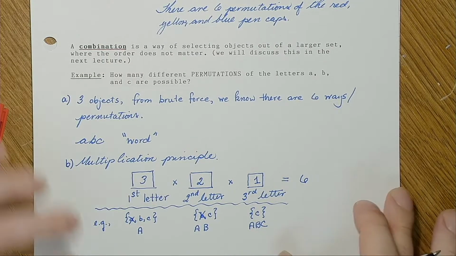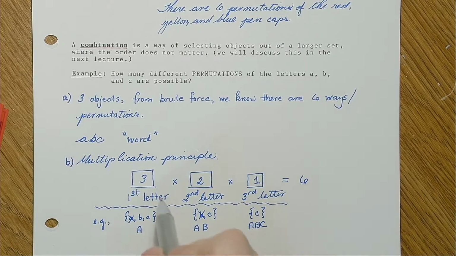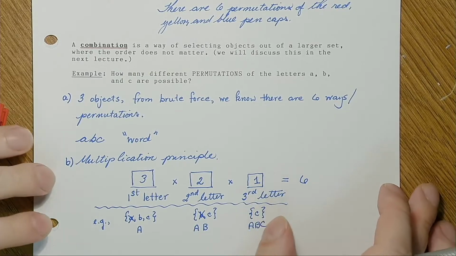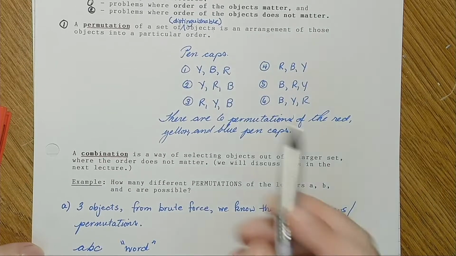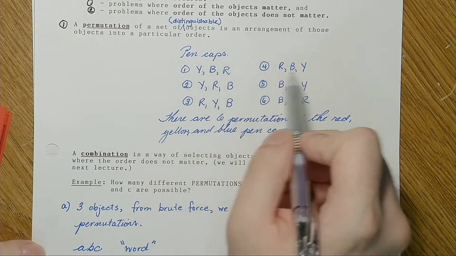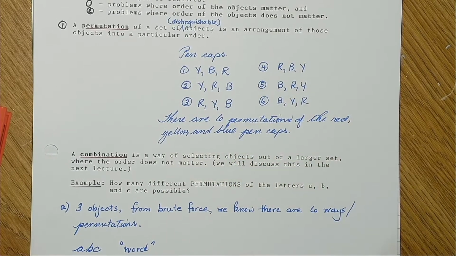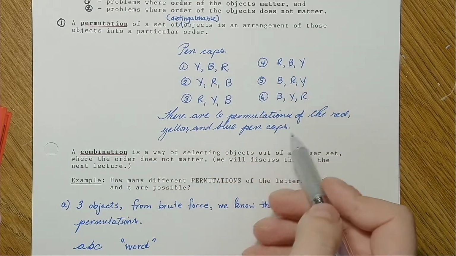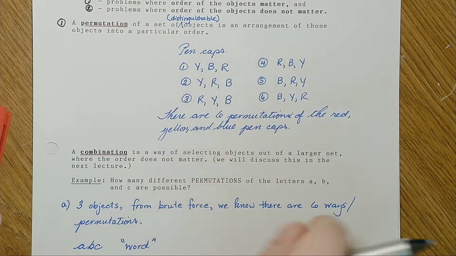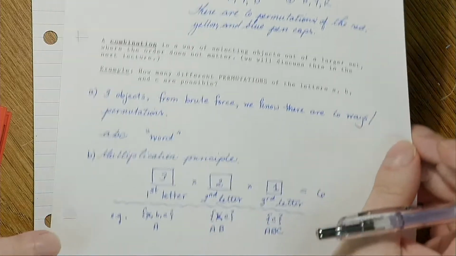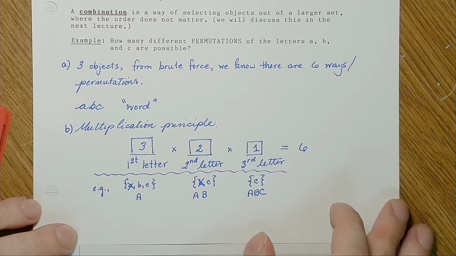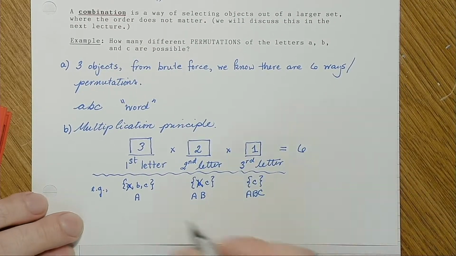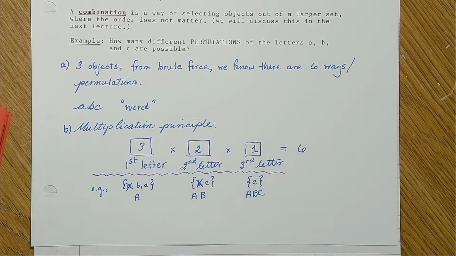So why is this good? I was able to quickly, using the multiplication principle, come up with that there were 6 permutations, as opposed to kind of resorting to having to list out every possible permutation. So we might not necessarily be interested in what all the permutations are. We just want to know the total number of permutations. So that's how we can do that very quickly.